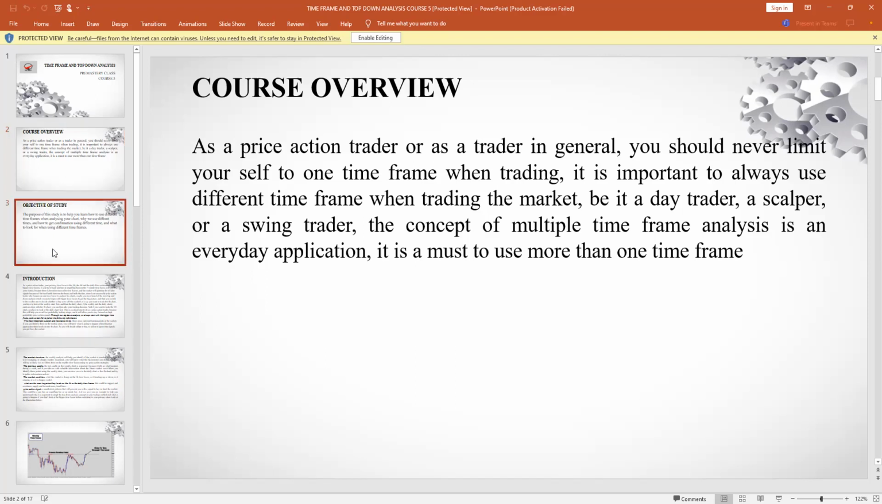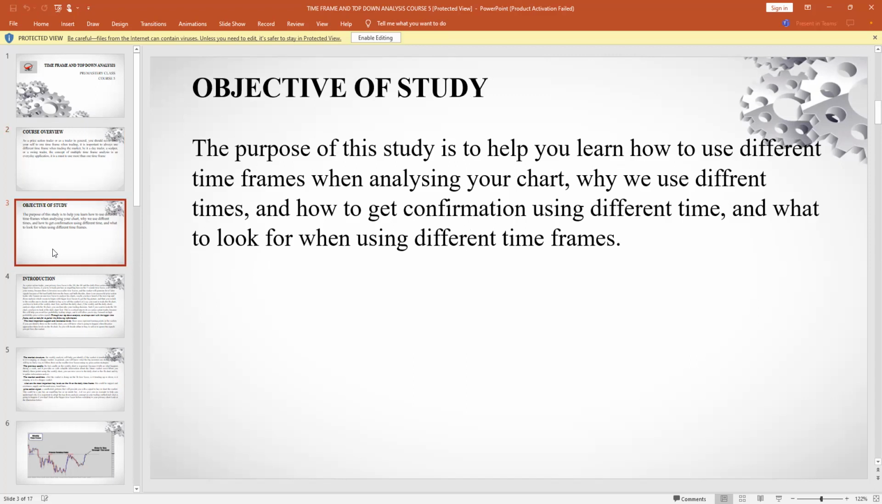Let's go to the objective. The purpose of this study is to help you learn how to use different time frames when analyzing your charts, the reason why we use different time frames, and how to get confirmations when using different time frames. We will also be talking about what to look out for when running multiple time frame analysis.